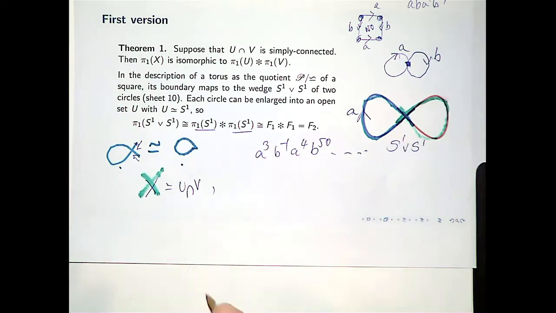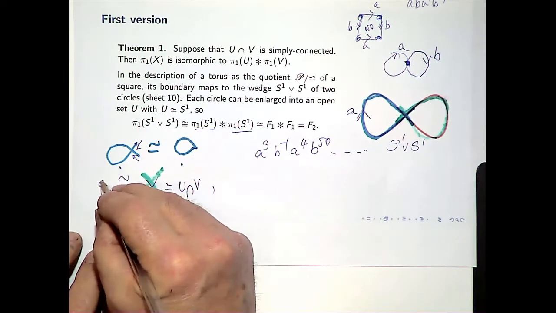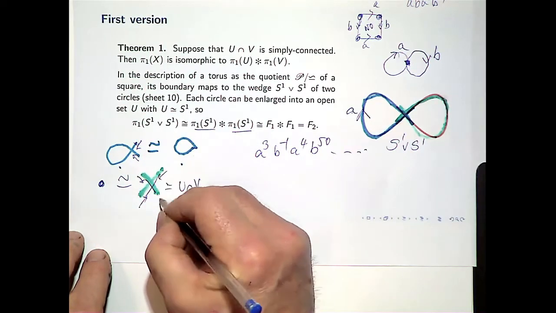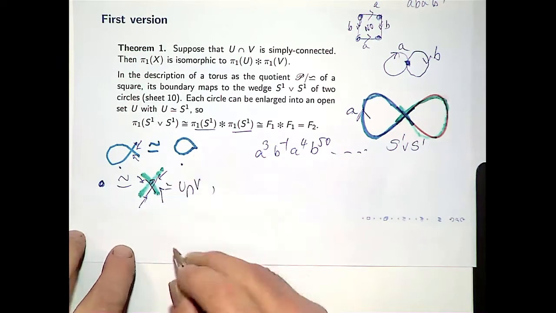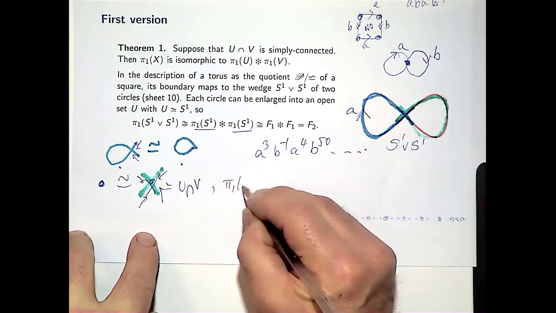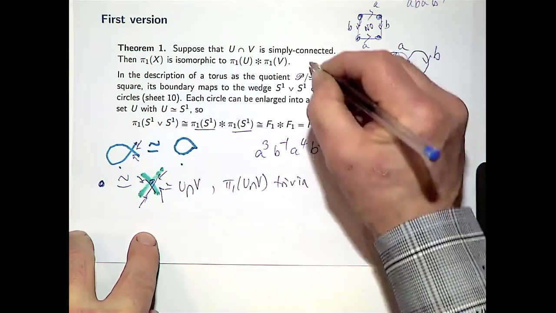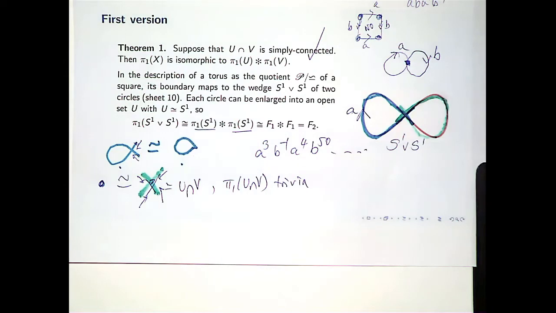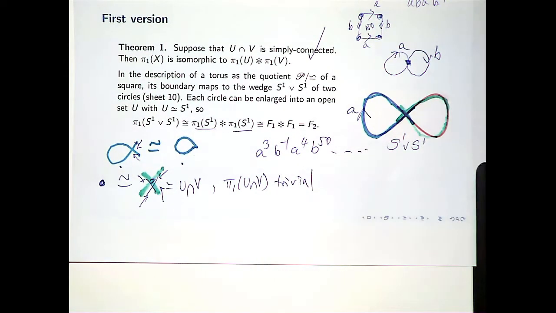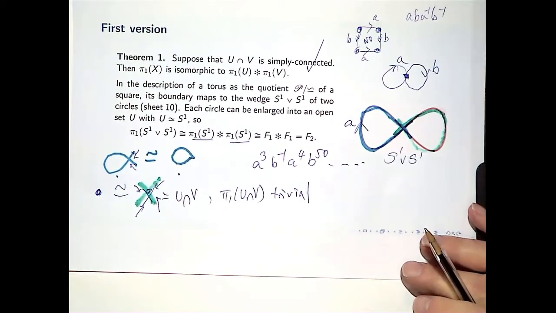Because again, I can do a deformation retract and send everything down to a point in the vertex. So pi 1 is trivial. So we satisfied that hypothesis. So that's the first case, the sort of easy case of Van Kampen's theorem.